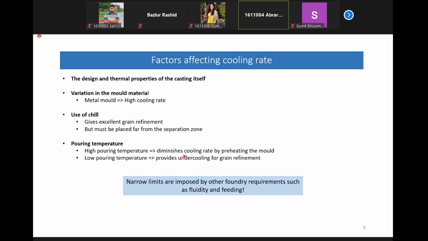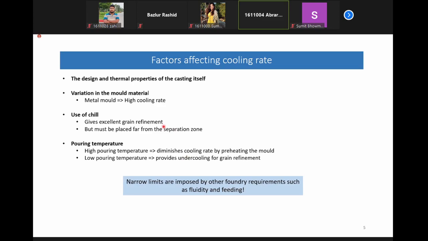If we have a high pouring temperature, generally the grain refining will be bad because the cooling rate will be lower, and this is because the mold will be preheated at higher pouring temperatures. At lower pouring temperatures, we will get better grain refinement. Another thing to recognize is that when using a chill, it should be placed far away from the separation zone, which is the mold surface from which the columnar grains tend to separate. Because if a chill is placed there, it can actually promote the growth of columnar grains and therefore suppress the equiaxed crystals.